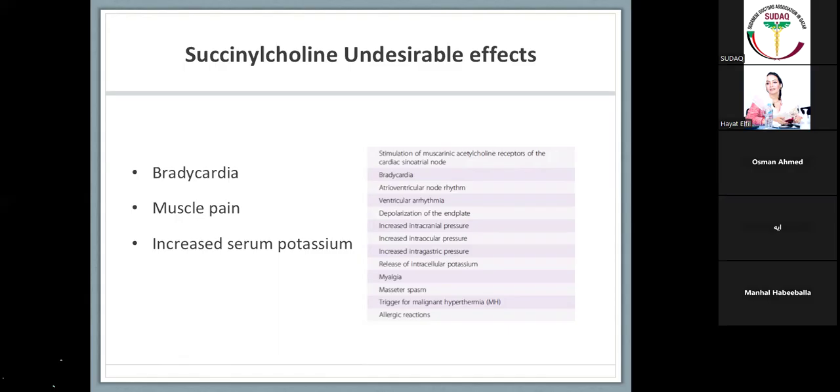But this response will be quite exaggerated in patients with muscular dystrophies, paraplegia, and prolonged immobilization, and this is due to proliferation of extrajunctional receptors. So that's very important, and you have to be very vigilant about those side effects, expect to have them, and avoid succinylcholine in susceptible patients.